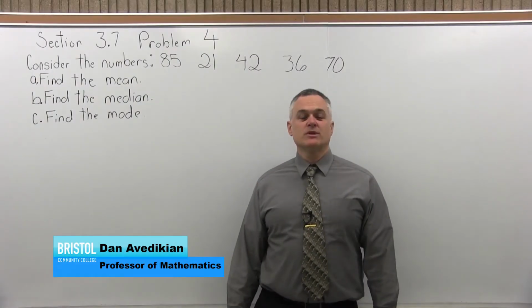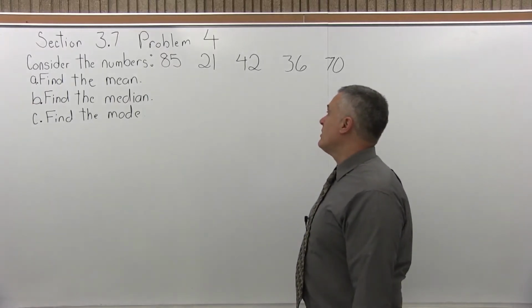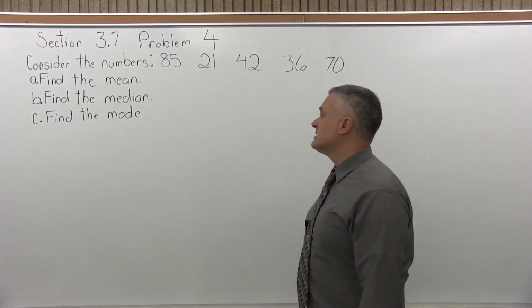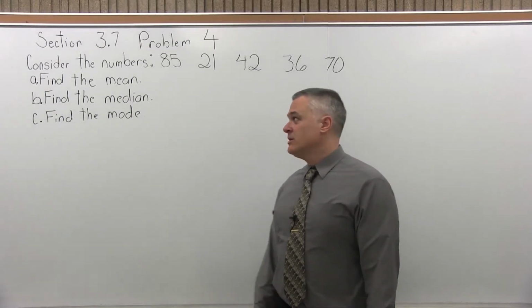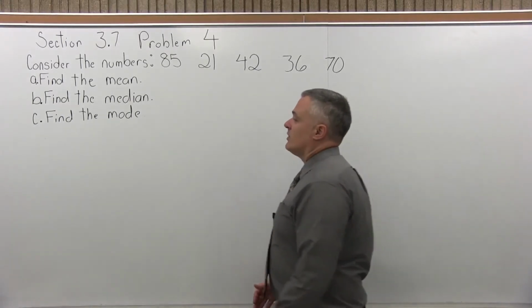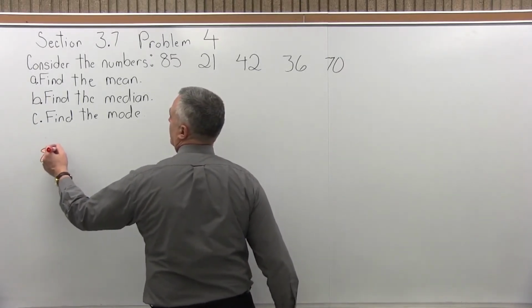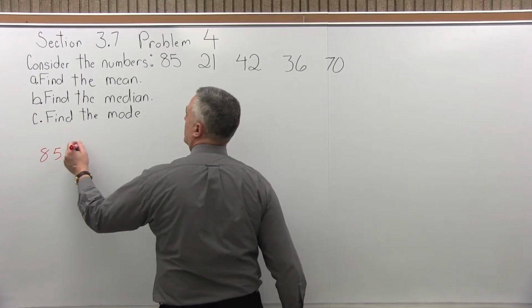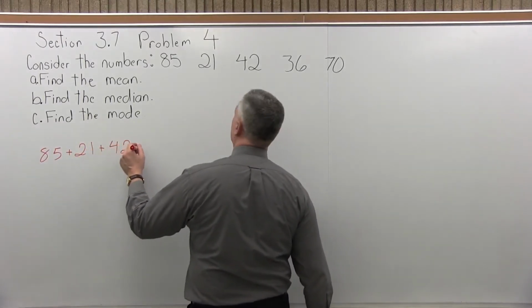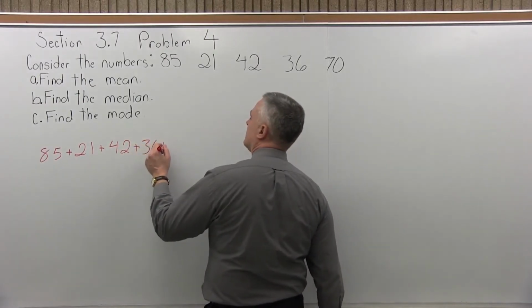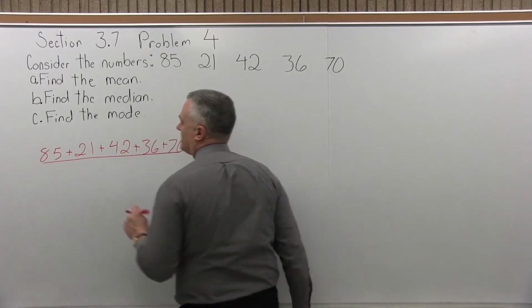This is Section 3.7, Problem 4. It says consider the numbers 85, 21, 42, 36, and 70, and find the mean, find the median, and find the mode. So for the mean, what we would have to do is add the numbers together: 85 plus 21 plus 42 plus 36 plus 70. Divide by how many numbers we have in the list.